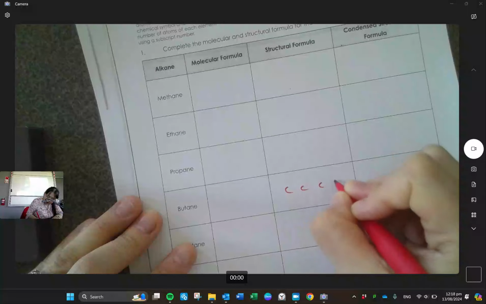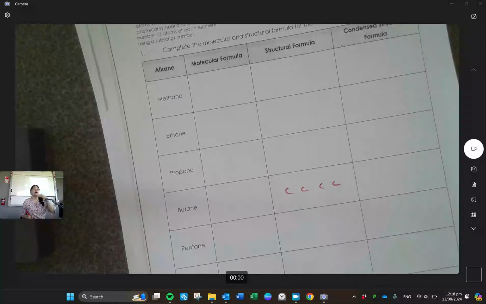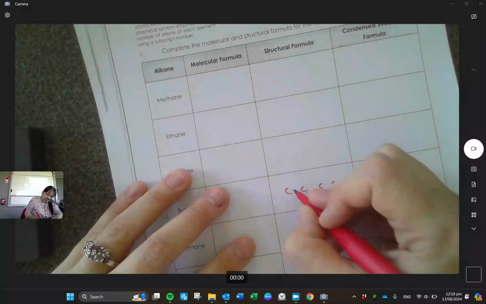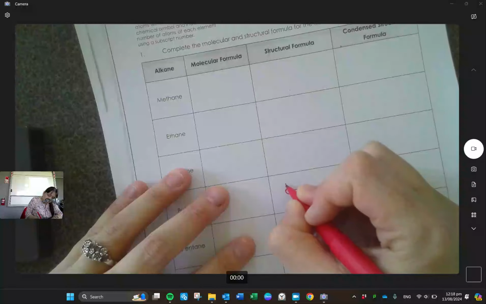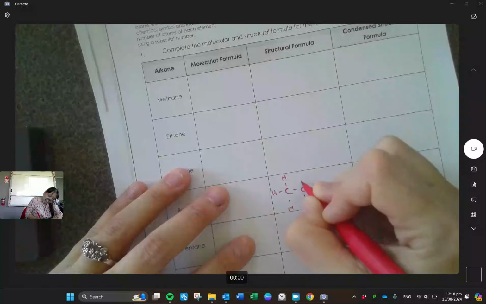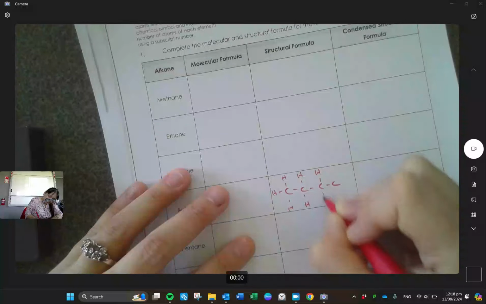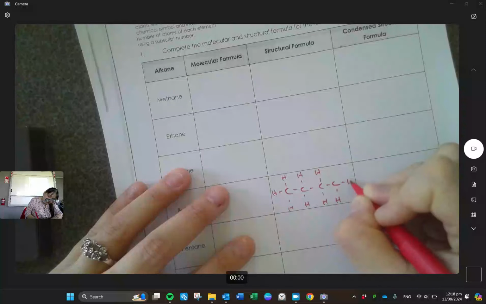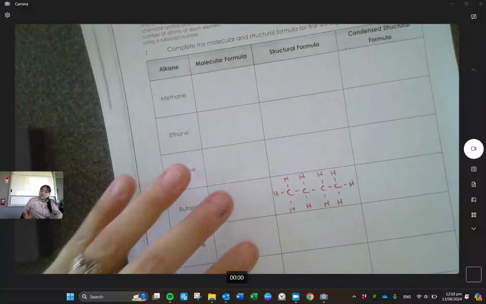1, 2, 3, 4. And we have to remember that carbon has 4 bonds attached to it. So I connect all these carbons together, and then whatever I don't have anything attached to, we just fill it in with hydrogen, like that. So that is the structural formula of how it's drawn out.